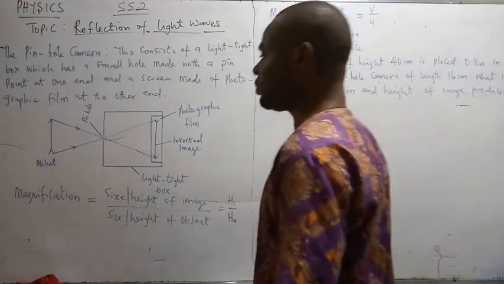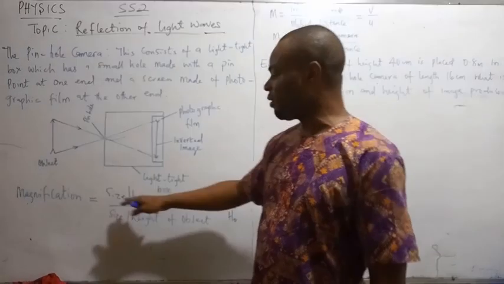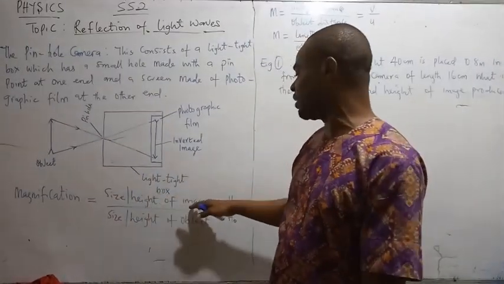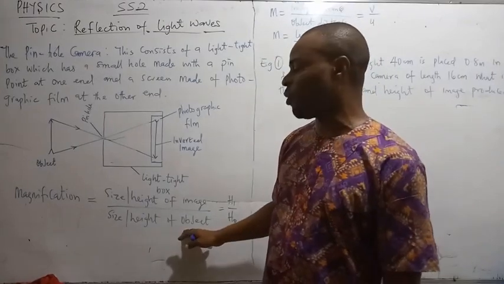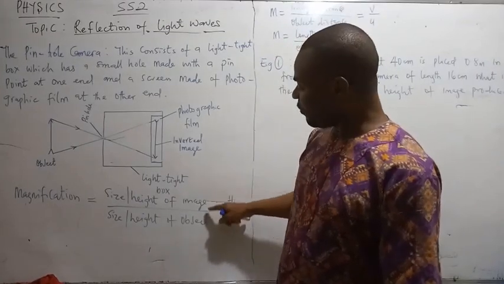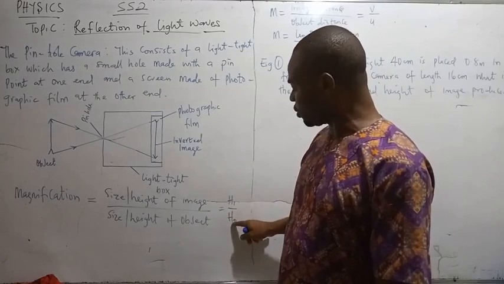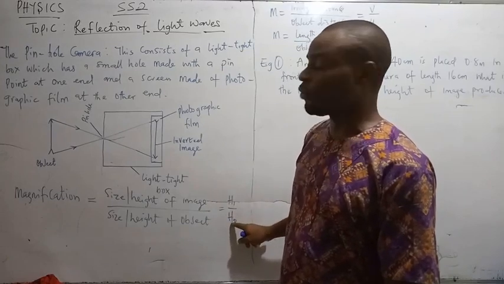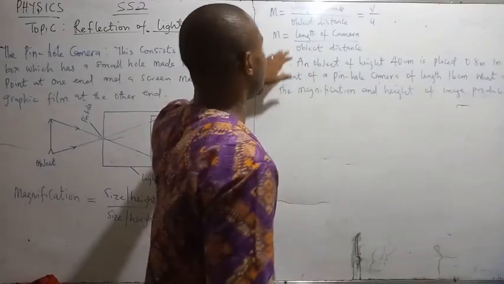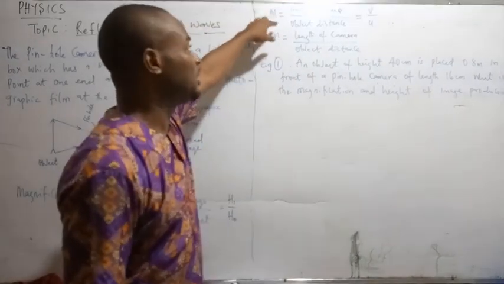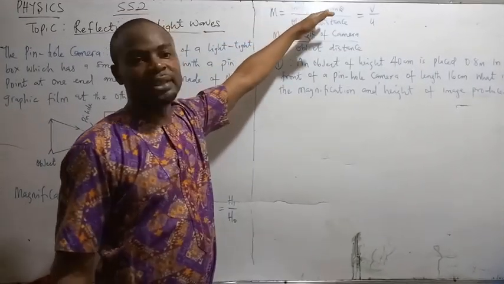Now, from magnification here, the definition of magnification is what? The ratio of size or height of what? The image formed to the size or height of object formed. We can abbreviate this using HI representing height of image and HO representing height of object or even size. Then if we go to the other side of the board, we can also define magnification as the ratio of the image distance to that of what? Object distance.